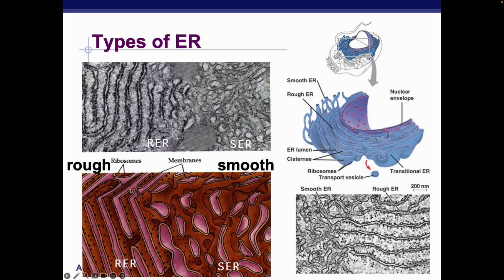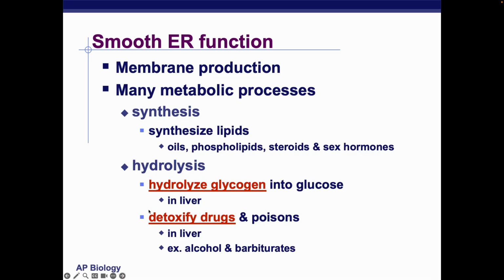Types of ER. So we have a rough ER and a smooth ER, and this is just structural differences between them. Mainly, the smooth ER is more tubular, and the rough ER has ribosomes on it. Smooth ER function is actually very different than rough ER.